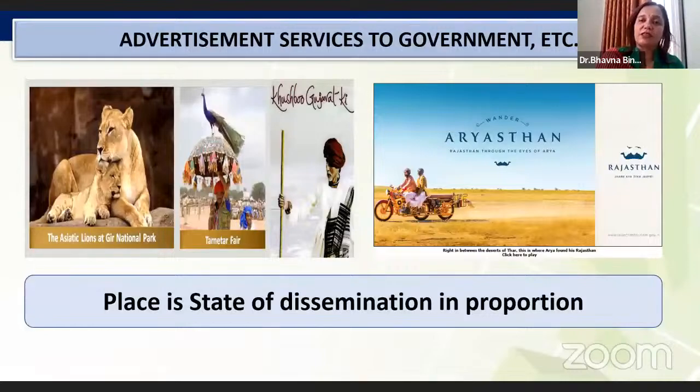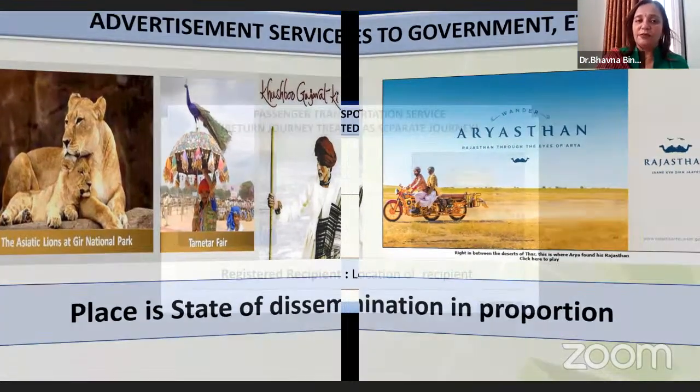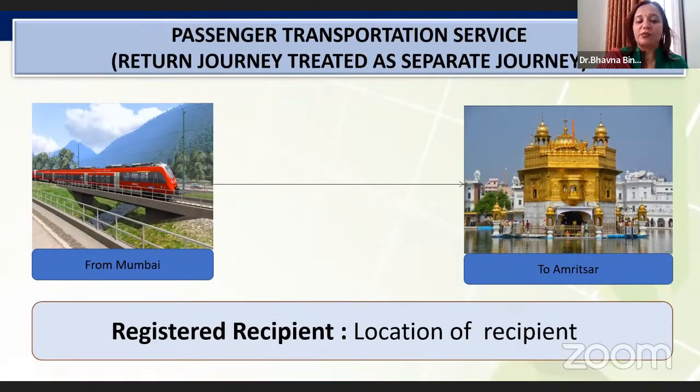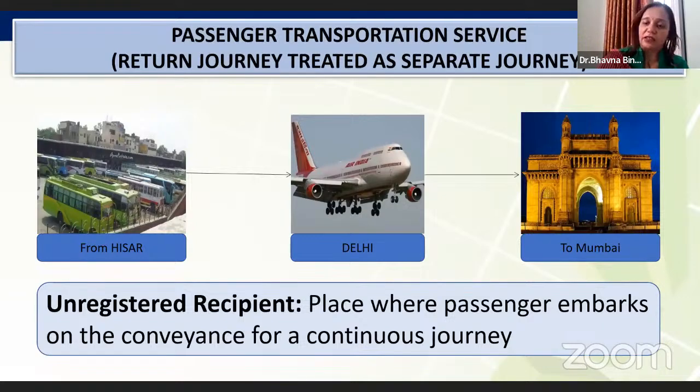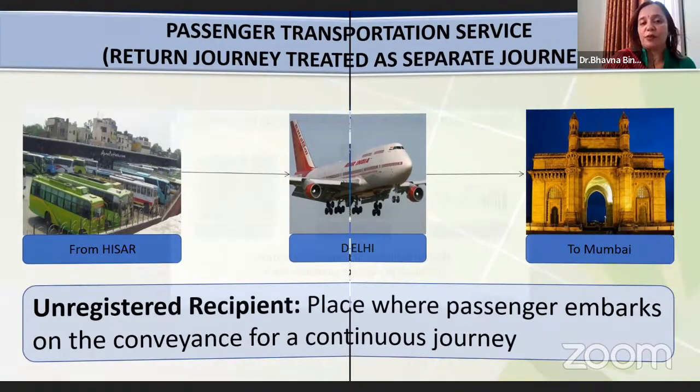If there is any advertisement services given to the government, the place where the advertisement is displayed. And if any passenger transportation services is given, if the person is registered, then the location of the recipient. If the person is unregistered, जहां से वो जर्नी स्टार्ट कर रहा है, that would be the place of supply. आप जब भी अपनी टिकट आजकल निकालोगे, वो आपसे क्वेश्चन पूछते हैं whether you are registered or not. अगर आप रजिस्टर्ड हो, आपकी लोकेशन होगी प्लेस ऑफ सप्लाई. अगर आप अनरजिस्टर्ड हो, तो जिस स्टेशन से आप ट्रेन में चढ़ोगे, that would be the place of supply.